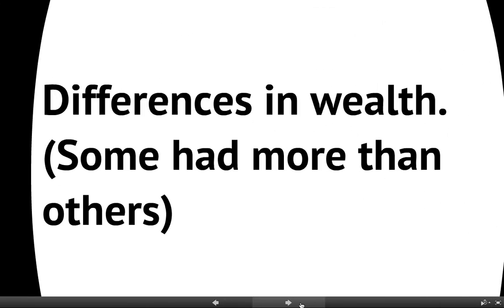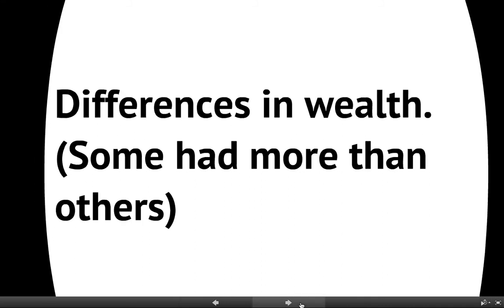And when you see societies that have personal property, you start seeing differences in personal property, differences in wealth. Some people have more stuff than others. They might have more shovels or better shovels and tools, or better weapons, or more food, or a bigger house, and things like that. You start to see differences in wealth, and this causes conflict a lot of times. You get jealous of people who have more stuff than you, and it causes arguments and causes conflict among people.